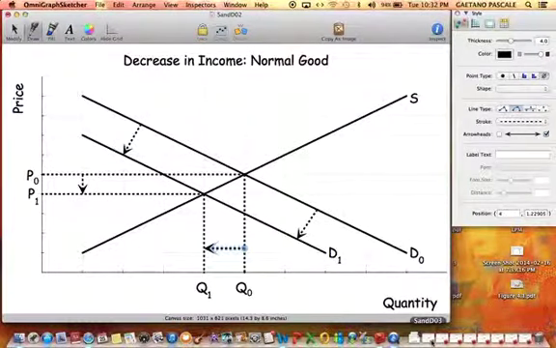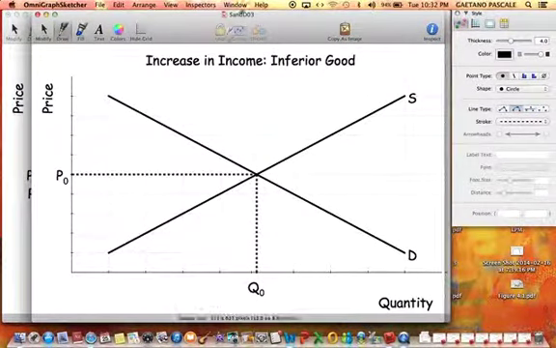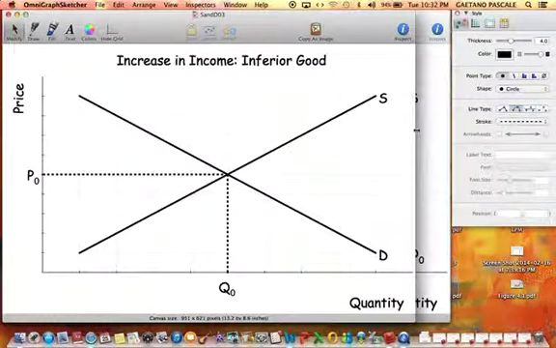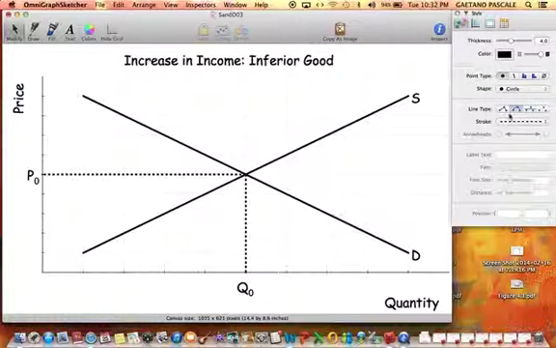Let's go over another example. And again, let me resize this so it fits the screen a little better and is easier for everyone to see. And let me change this to a solid line. Now we're talking about an inferior good. So once again, we're talking about income, and we know that income is a determinant of demand. So we know that the demand curve is moving. It's going to shift either to the right or to the left.